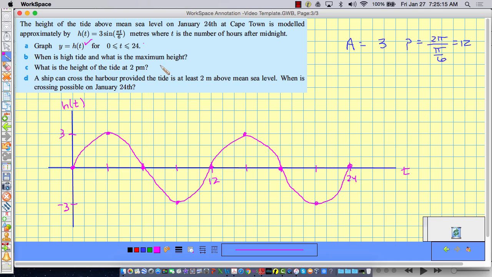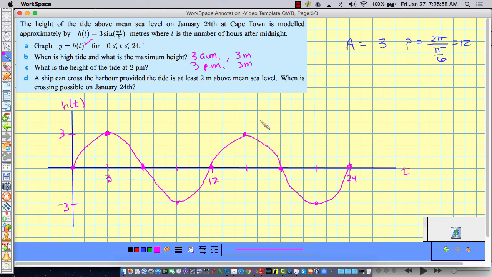When is the high tide, and what is the maximum height? Well, here's the maximum height. It's hours after midnight, so this is going to be 3 a.m. And there's another maximum height, isn't there? Let's see. And well, the height is 3 meters. Yes. And that occurs again at 3 p.m., right? 12, 13, 14, 15. Well, 3 hours after noon is 3 p.m. So 3 p.m. and that is also 3 meters.